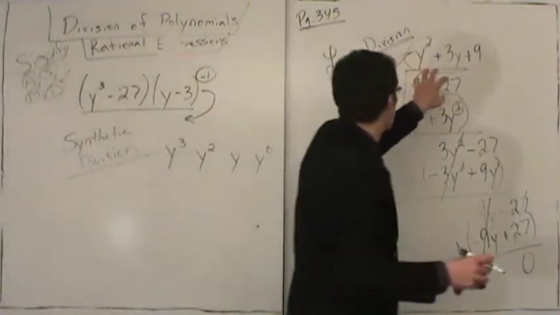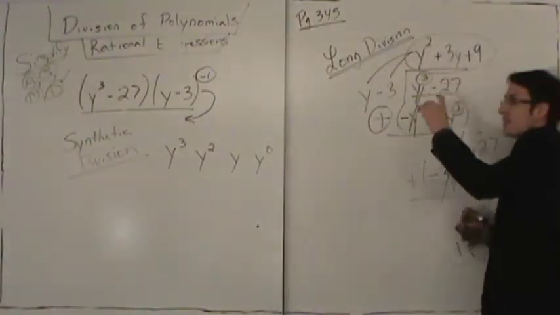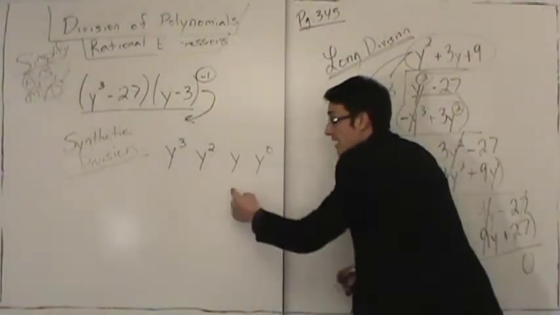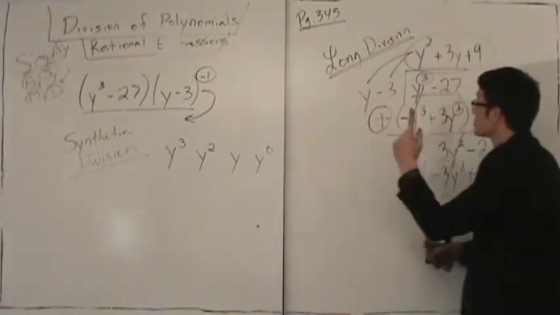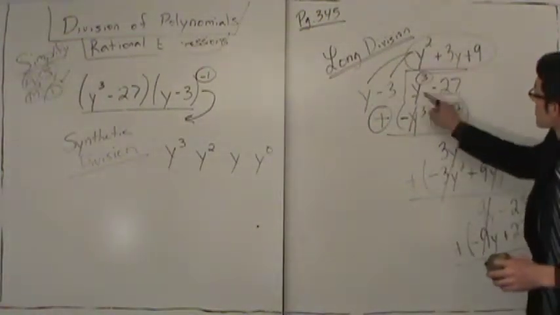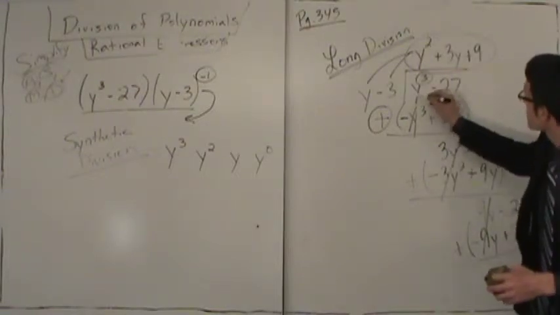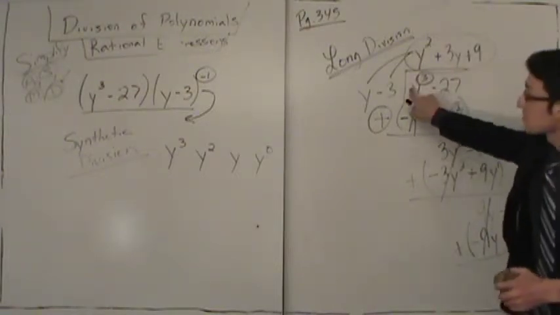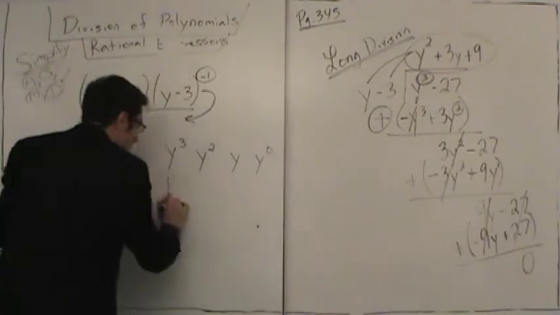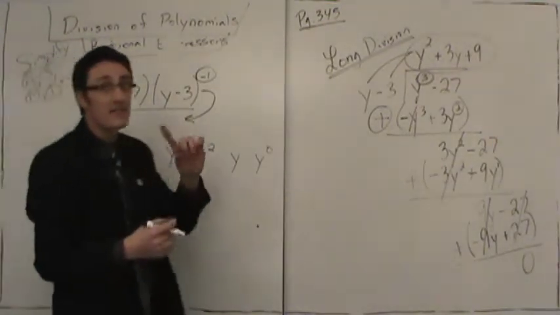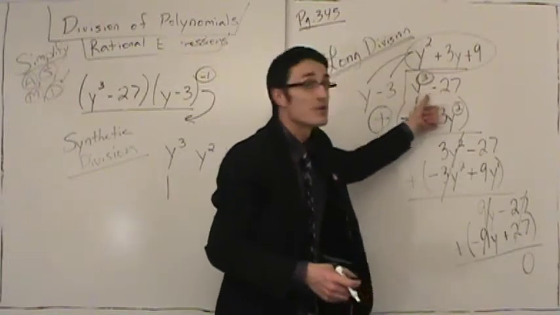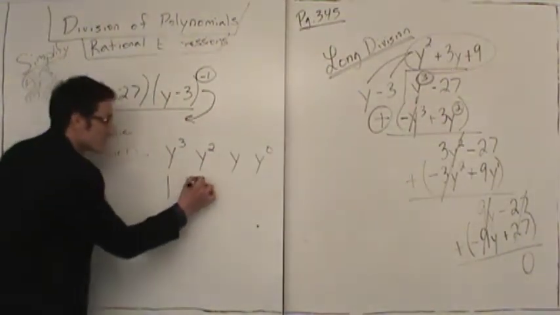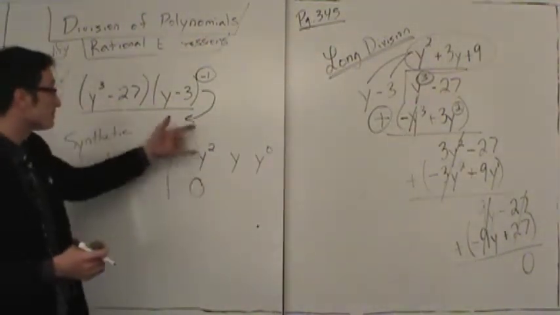If something is missing in the problem, then you insert a constant value or a coefficient value of 0. Let me show you. So we look at our y to the third term. Do we have a y to the third term? Yes. What is in front of the y to the third term? Well, that's a 1. So we put a 1 underneath the y to the third. Do we have a y squared term? Is there a y squared term in the problem? No. So what do we put instead? We put a 0. Okay, it's very important.